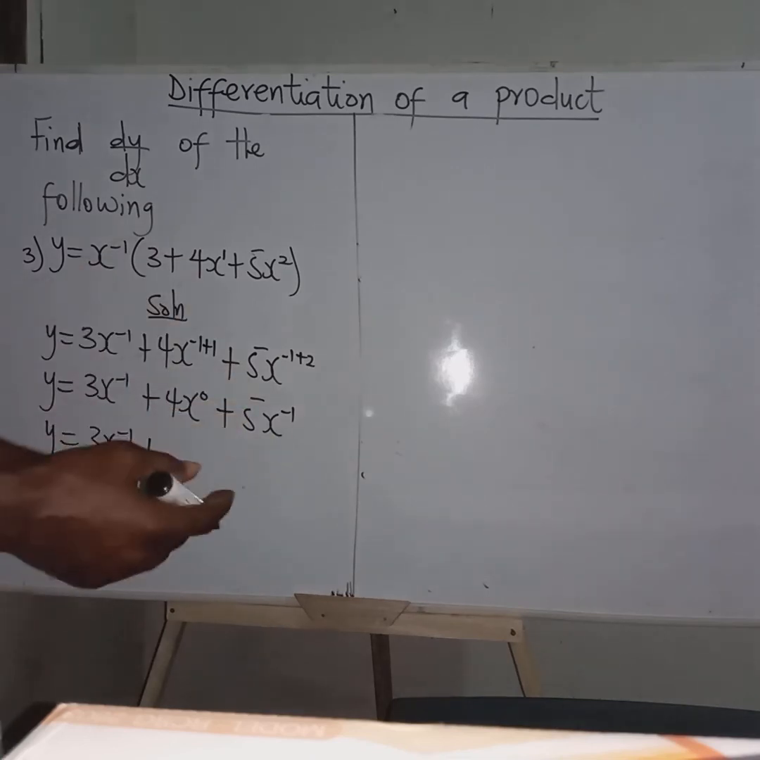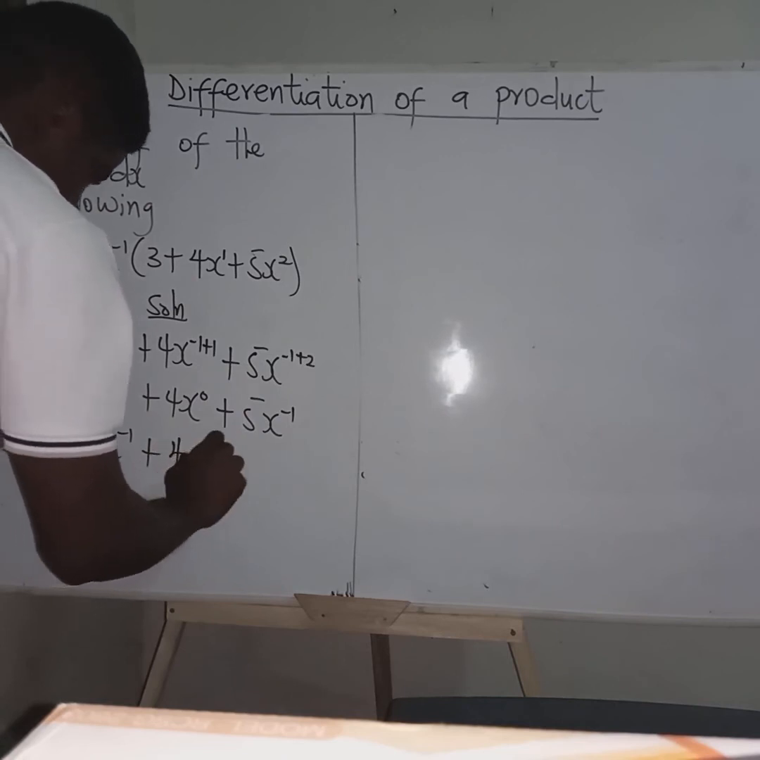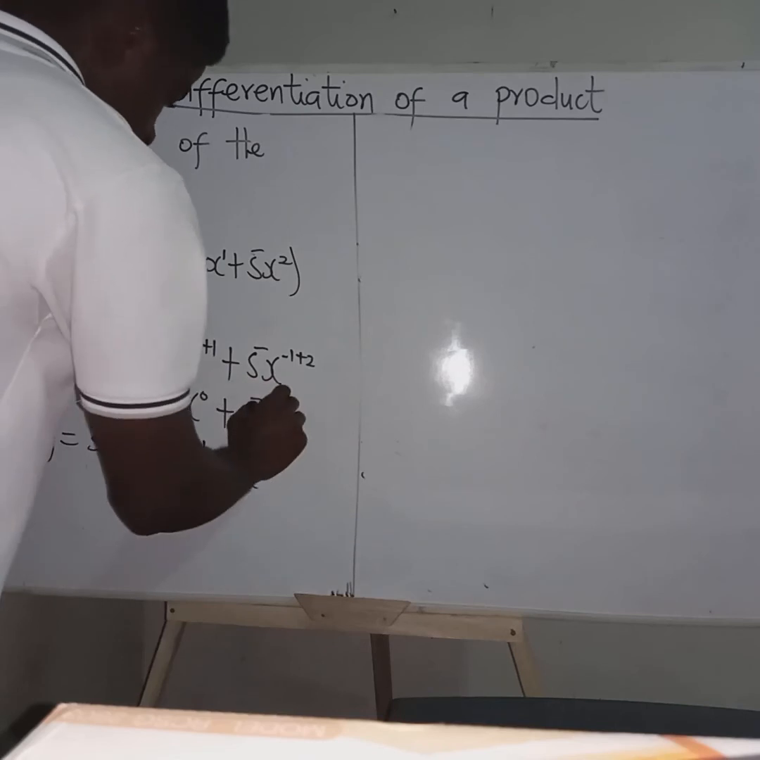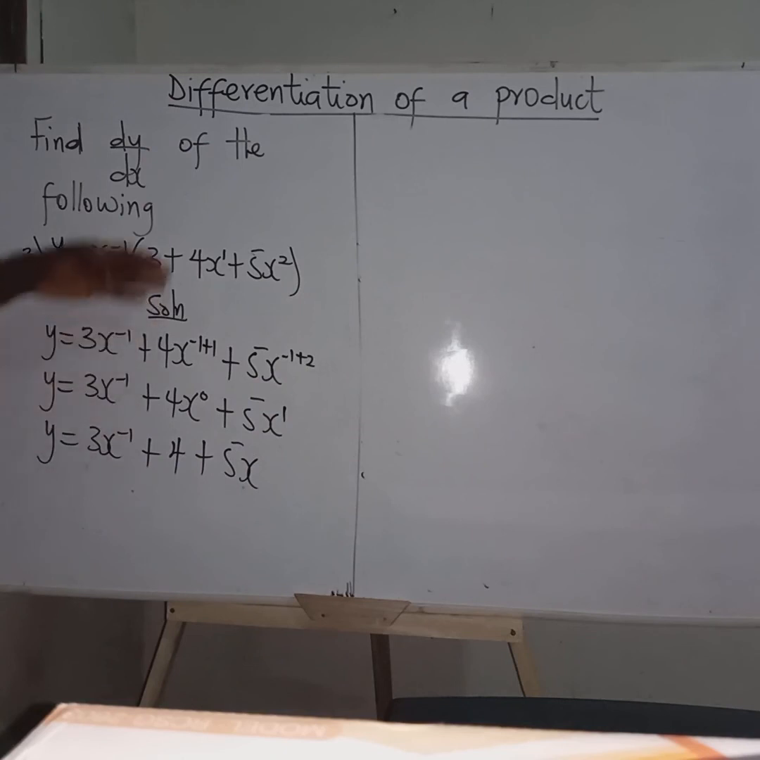And a number raised to the power 0 is what? 1. 1 times 4 is 4, plus 5, here is positive 1. Minus 1 plus 2 is positive 1. So we have 5x. We finish expanding and we can now differentiate. So all these three steps were just expansion. So that's why you're not seeing the dy over dx there. You are just seeing the y, meaning I was just expanding and simplifying it.